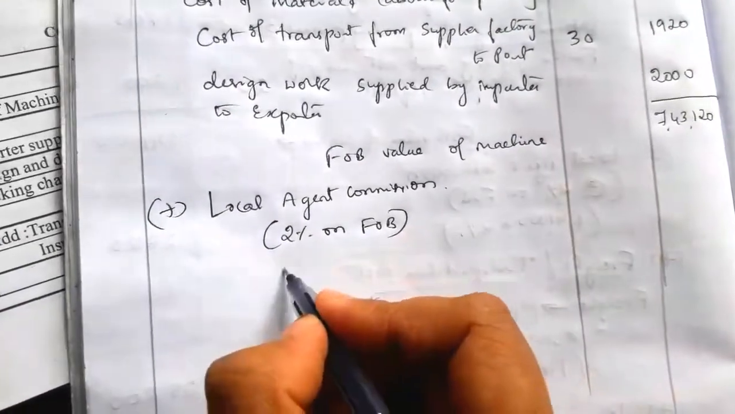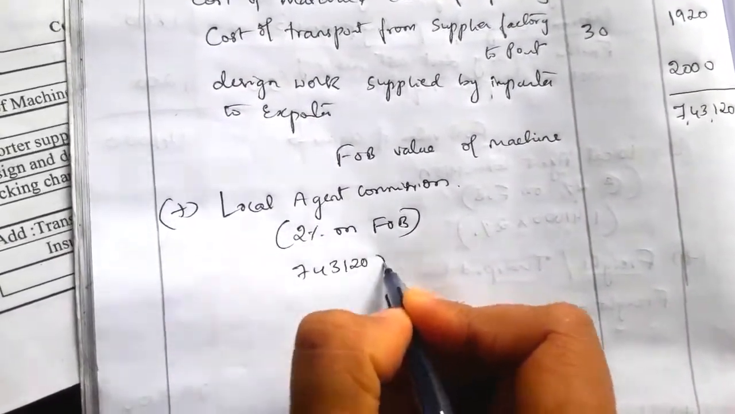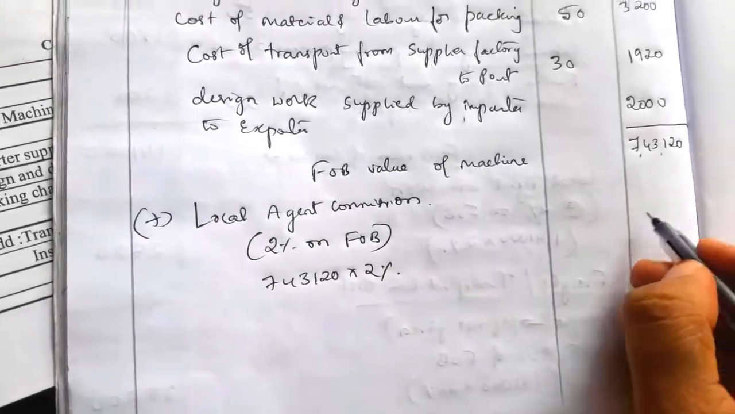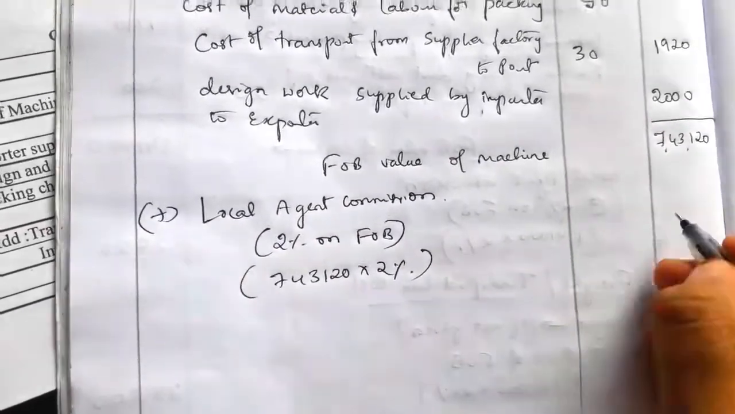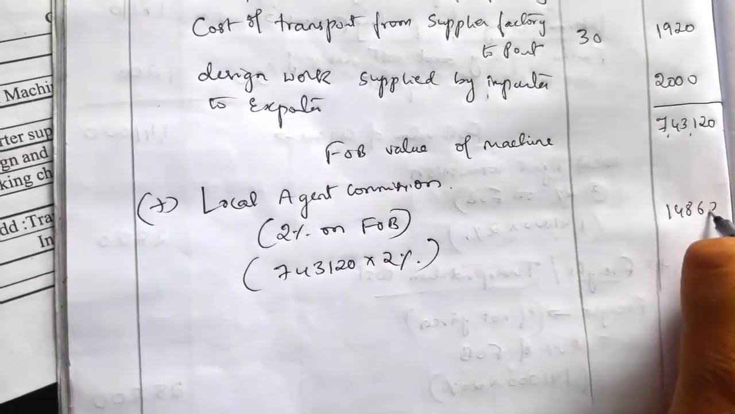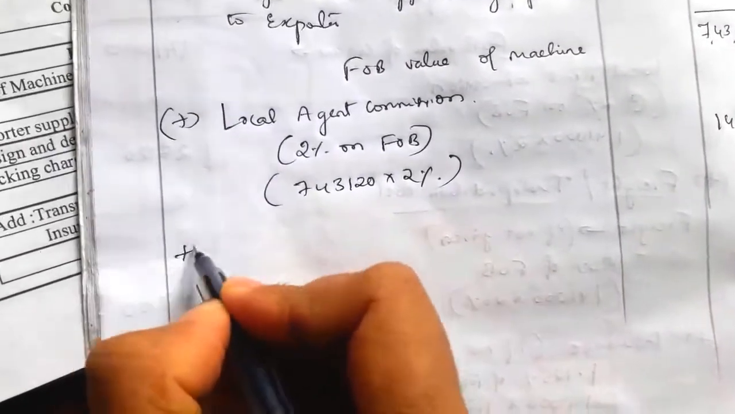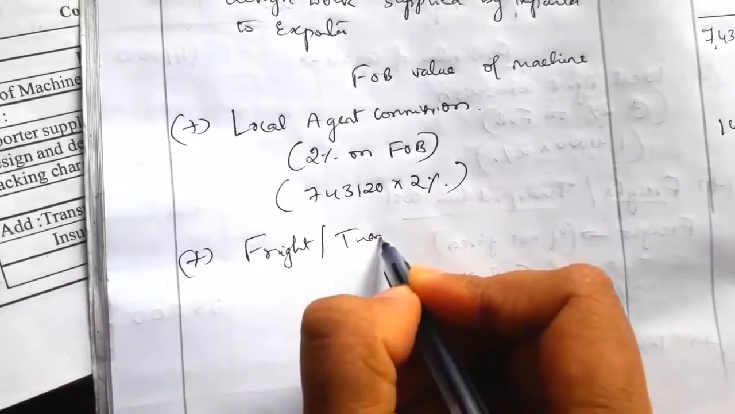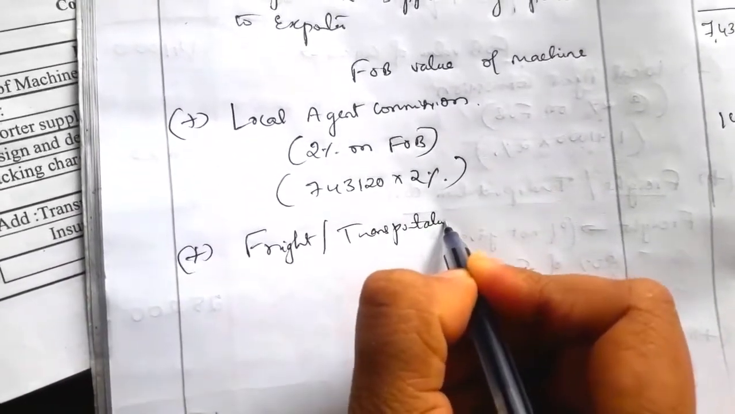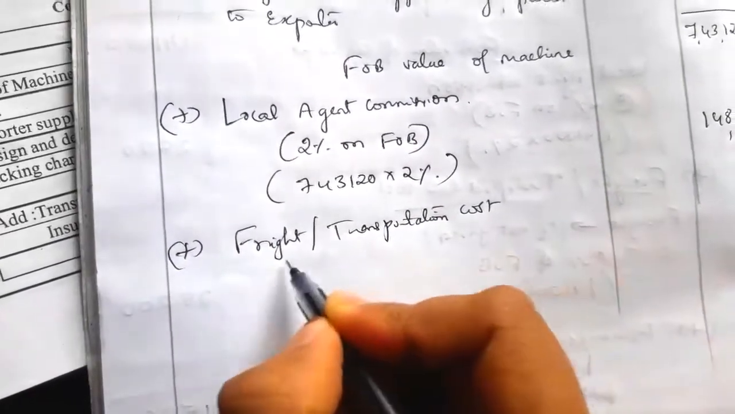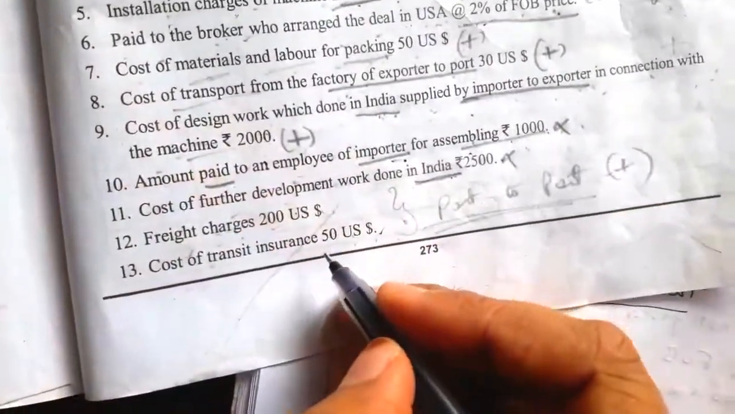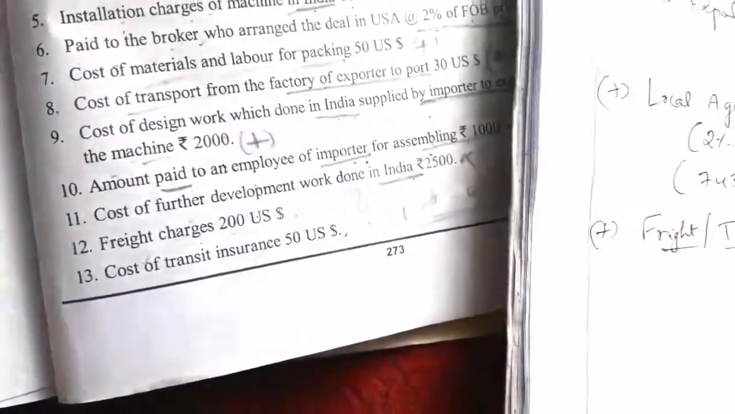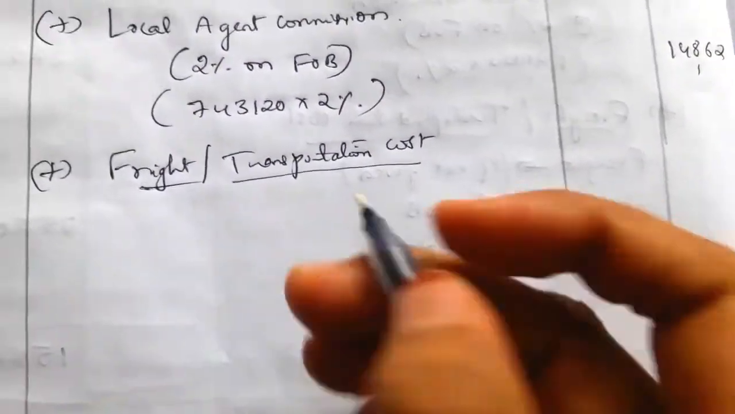So FOB how much? 7,43,120 into 2%. So that is equal to 14,862. Next we have to add freight or transportation cost. So relating to freight and transportation cost, they have given the details like freight charges $200, cost of transit insurance $550.